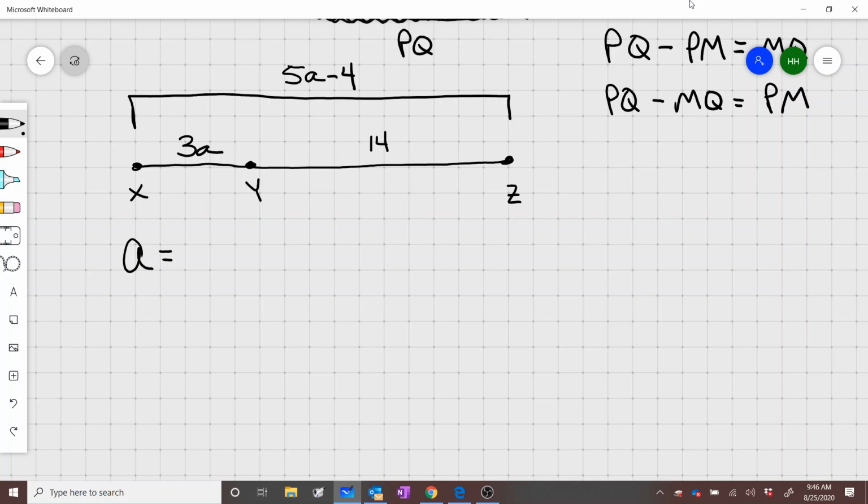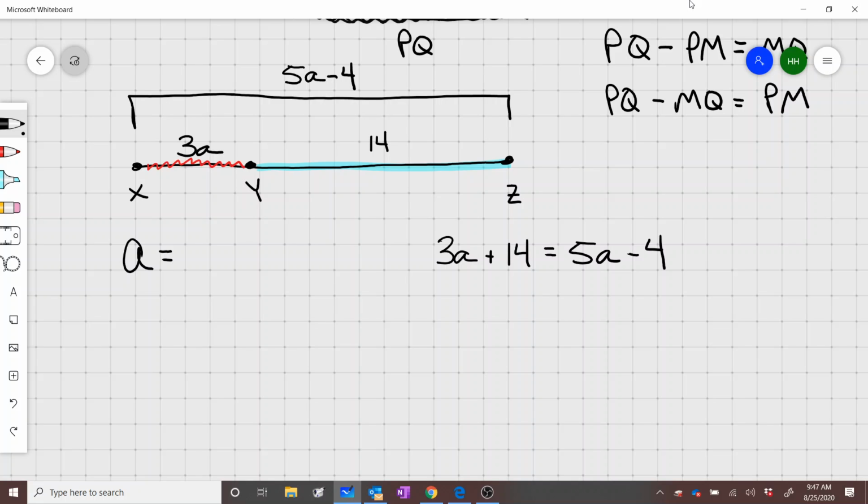A equals. Well, what did we just say? Didn't we just say that red piece plus blue piece equals entire piece? Did we just say that 3A plus 14 equals 5A minus 4? Everybody agree with that? How many of you can feel comfortable solving that right now? Raise your hand. A couple of you. The rest of you don't feel comfortable solving it? Anybody want to admit that they don't?